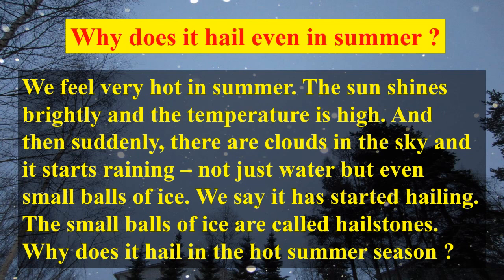I'm reading the lesson, just listen carefully. Why does it hail even in summer? We feel very hot in summer. The sun shines brightly and the temperature is high. And then suddenly there are clouds in the sky and it starts raining. Not just water, but even small balls of ice. We say it has started hailing. The small balls of ice are called hailstones. Why does it hail in the hot summer season?